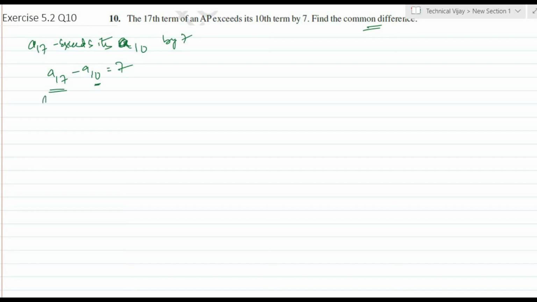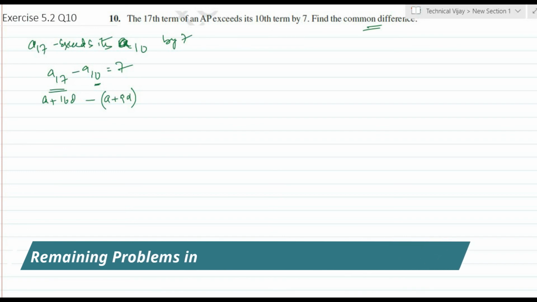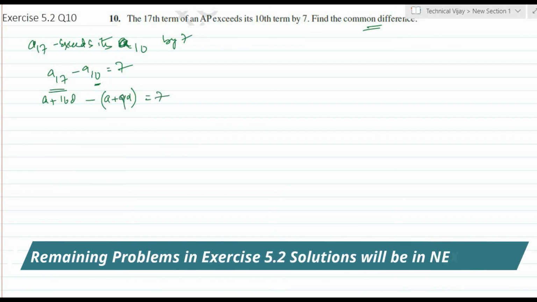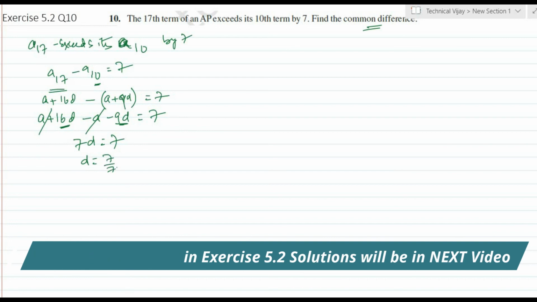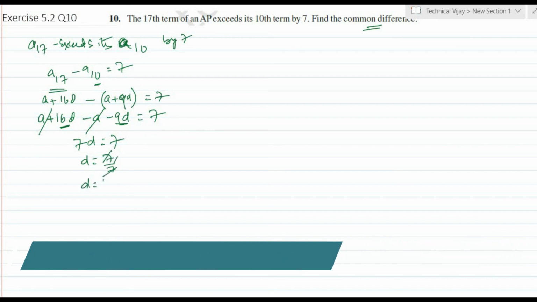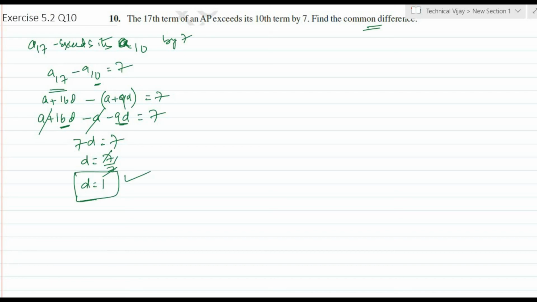A17 can be written as A plus 16D, minus A10, which can be written as A plus 9D, in brackets, is equal to 7. So A plus 16D minus A minus 9D is equal to 7. A minus A cancels. 16D minus 9D means 7D, so 7D is equal to 7. So D is equal to 7 by 7. So D is equal to 1. This is the common difference.